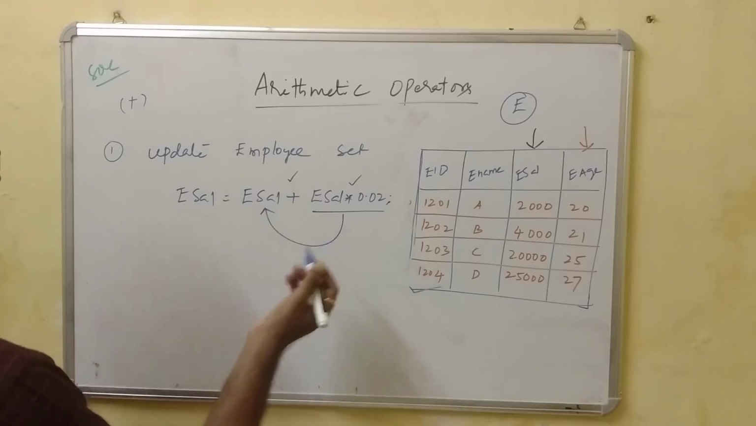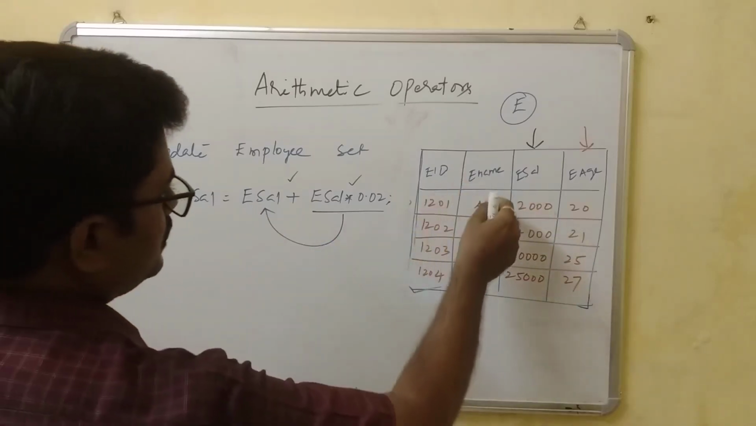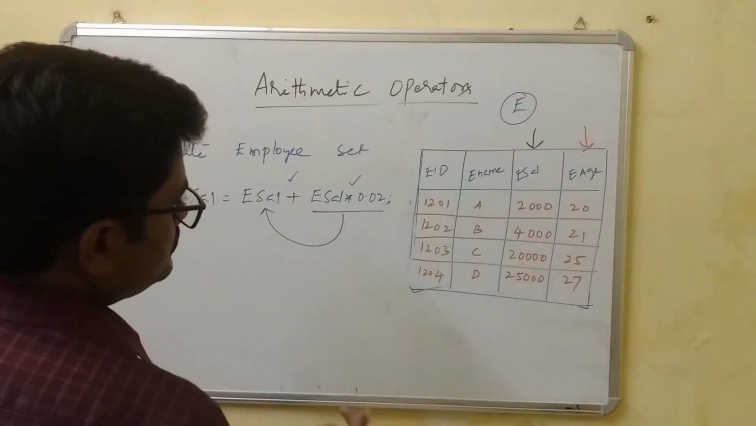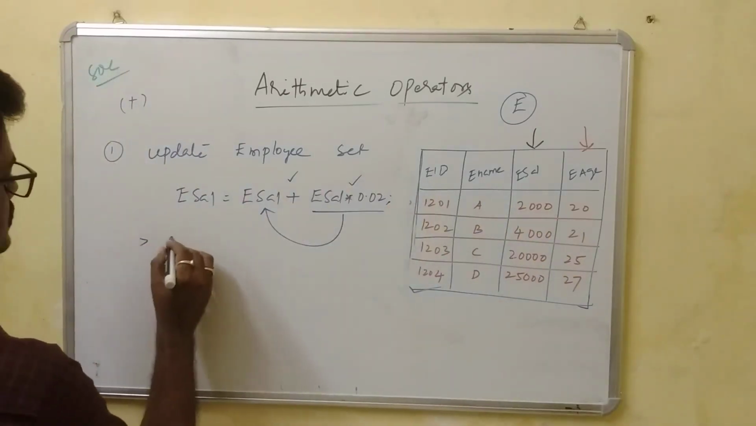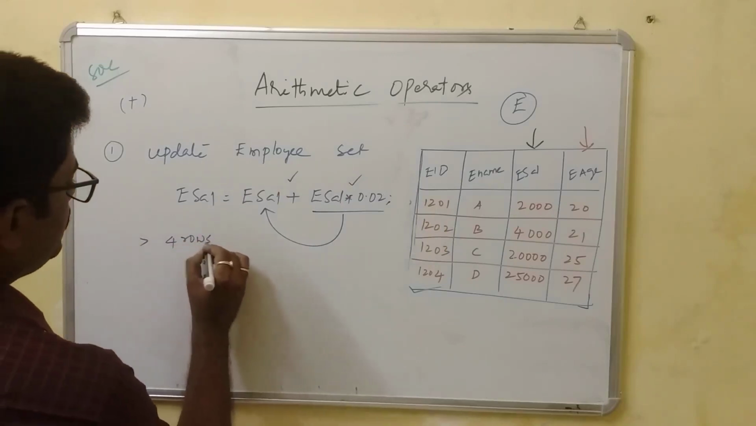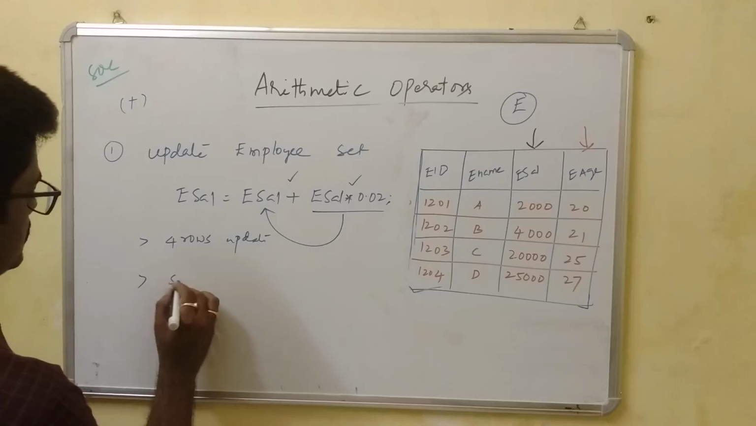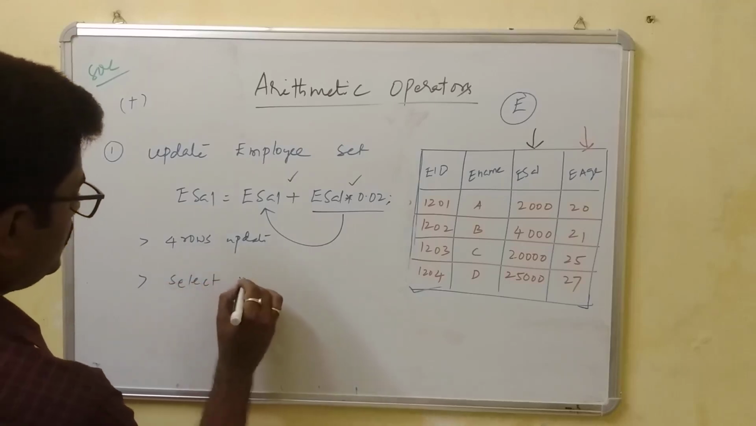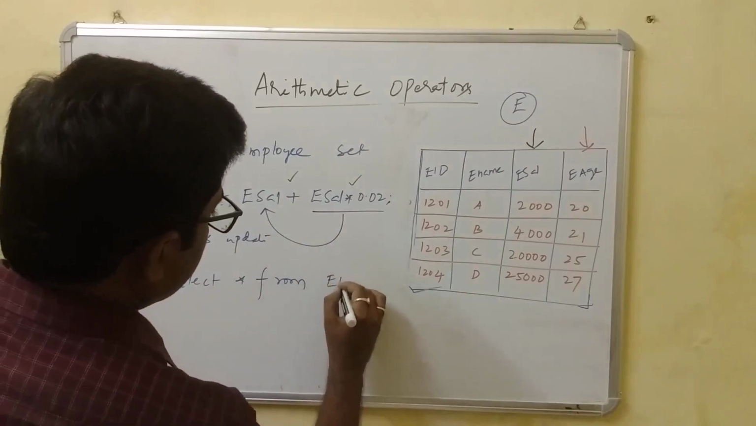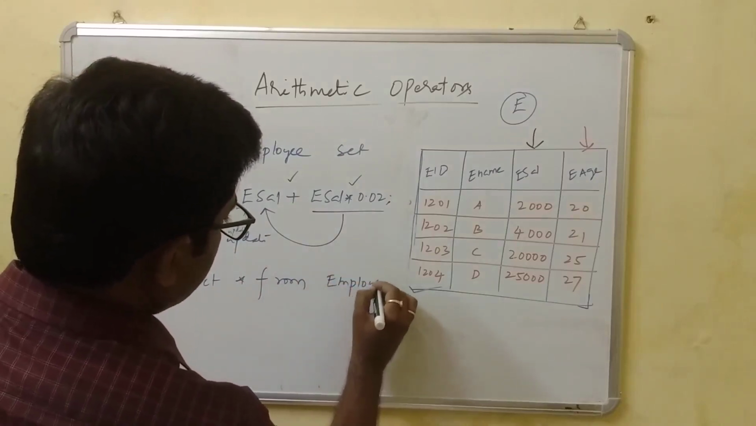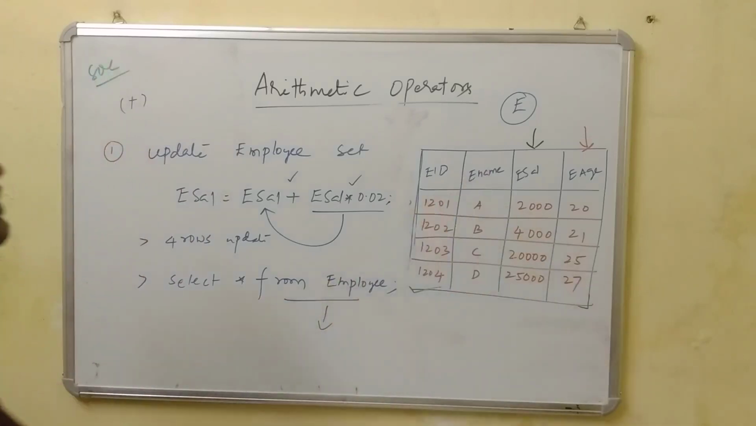When we want it for a specific person, we have to use the WHERE clause and mention the specific ID, and we can update this salary. If you do like this, 4 rows will be updated. And if you want to see the changes, we can go for select star from the table named employee. If you write the query like this, you can see the updated salaries.